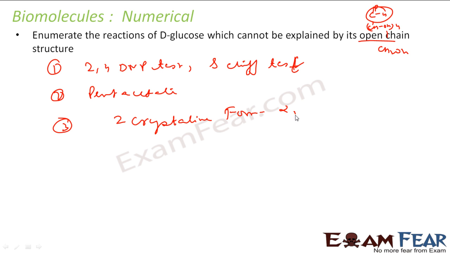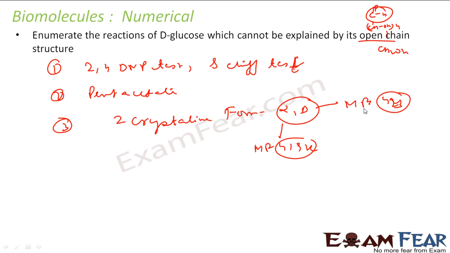Right? That is alpha and beta. So you see the alpha has a melting point of 419 Kelvin and the beta has a melting point of 423 Kelvin. These two have different melting points. The question is how they have two different melting points, because they have two different structures, two different cyclic structures. The open chain structure is not able to explain these three things.